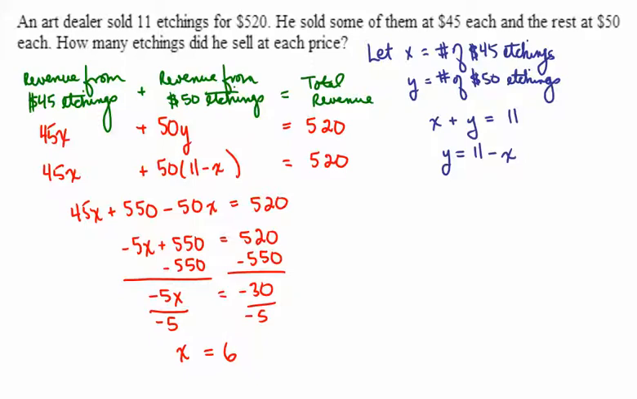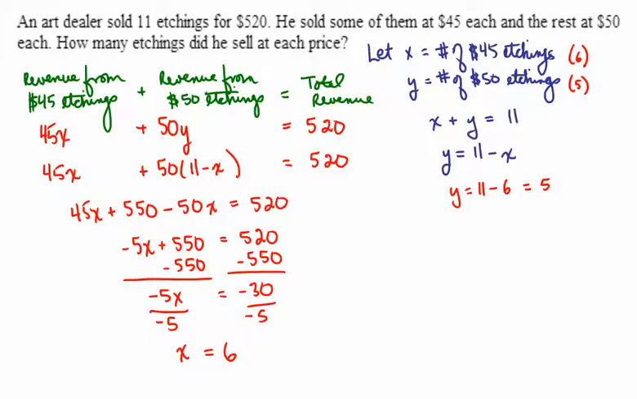Alright, so what is x? X is the number of $45 etchings. Now, we know that there's only a total of 11, so y is equal to 11 minus 6. So then y has to be 5 $50 etchings.